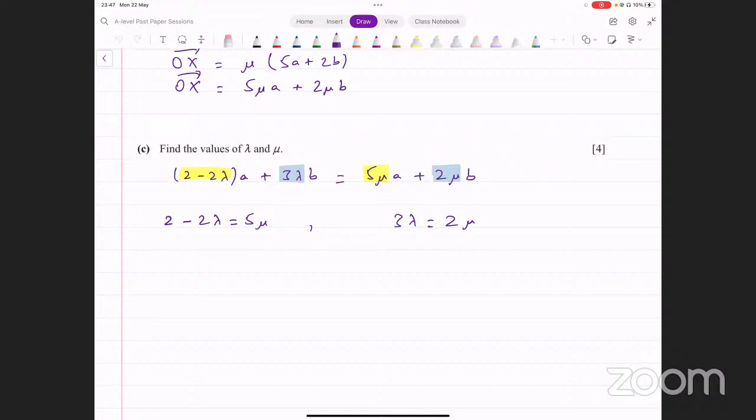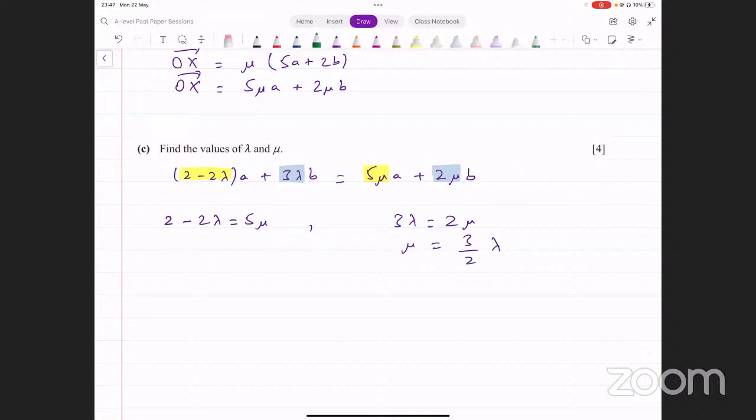Okay, what do we do now? We can use substitution or elimination, whatever you want to do. अगर हम second equation में से कोई subject बना लें, let's say हम mu को subject बनाते हैं, तो हमें क्या मिलता है? 3/2 times lambda.